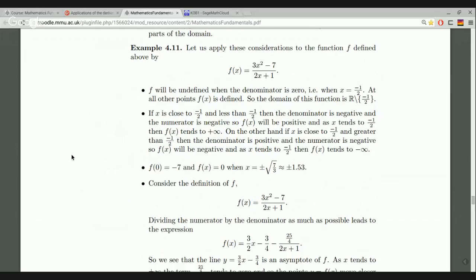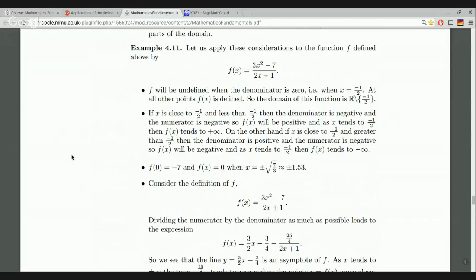But when you're to the right of minus a half, when you've got a value of x just ever so slightly larger than minus a half, the numerator is still close to something quite negative, 3/4 minus 7, but the denominator is now positive.